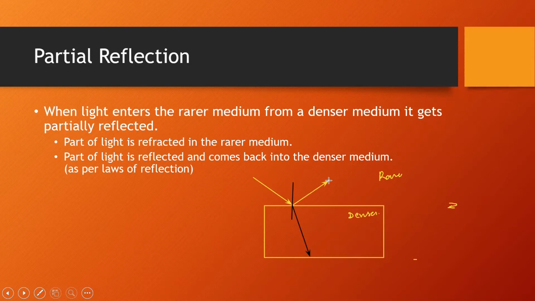Now, the reflected ray of light will follow the laws of reflection. What is the law of reflection? That is, angle of incidence is equal to angle of reflection. This is angle of incidence, this is angle of reflection, and now this is your angle of refraction, right? So when light enters a denser medium from a rarer medium, it gets partially reflected. Now, this was rarer to denser. We'll have another scenario which tells us denser to rarer.